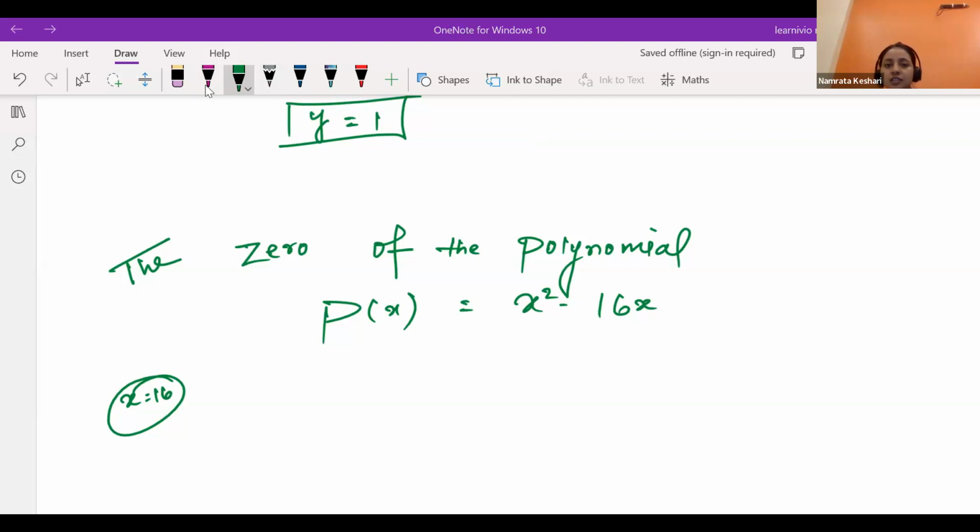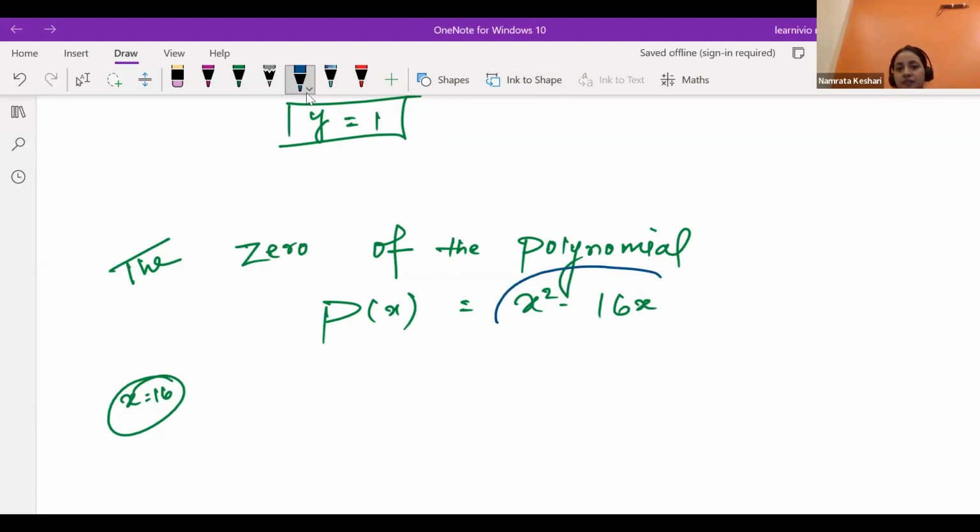Irshad said, is it 0? Yes, it is 0. Someone asked, is it 16? I would say yes, it is 16. So now you will ask, is it 0 or 16? Let's check, is it 0 or 16?